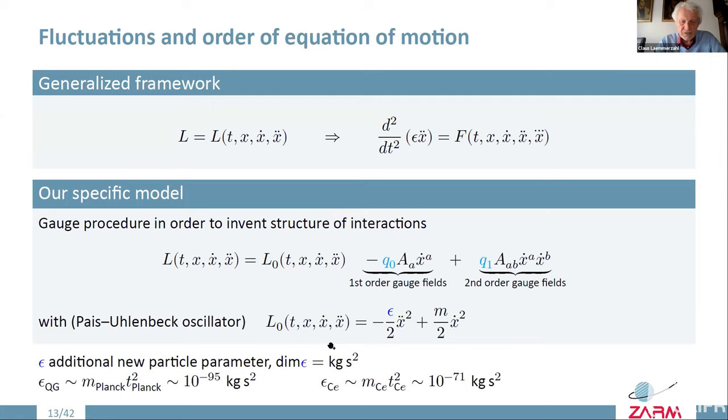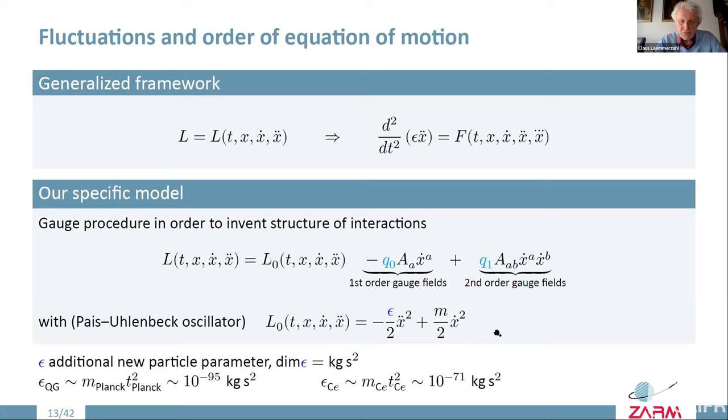And we have here the additional quantity epsilon, which is now the deviation from the classical equation of motion, from the third Newtonian axiom. And the dimension of epsilon is of the order kilogram times second squared. If we take Planck scales, if we take a realization of these units by Planck units, then it's 10 to minus 95. So it's very, very small. And for an atomic system, it's 10 to minus 71.